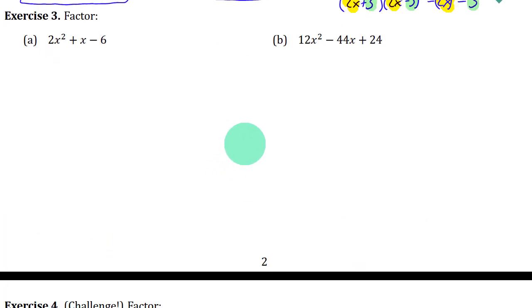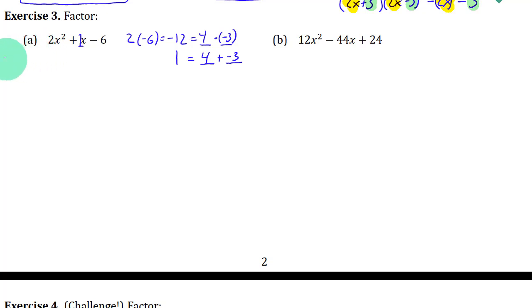Okay, anyway, so let's look at the solutions for exercise 3 here. So for this one first, there's no common factors. So what we're going to do is the 2 times -6 is -12. We want two numbers that multiply to make -12, and they need to add up to 1, because the coefficient of x here is 1. So what will work there is, let's see, 4 plus -3. Those multiply to make -12 and add up to +1.